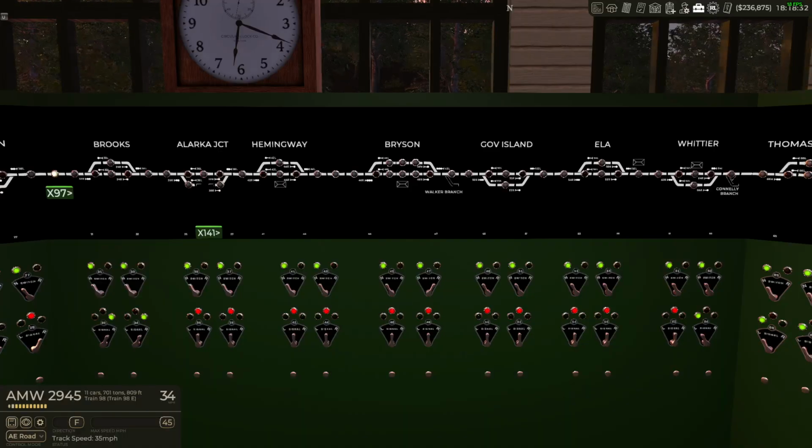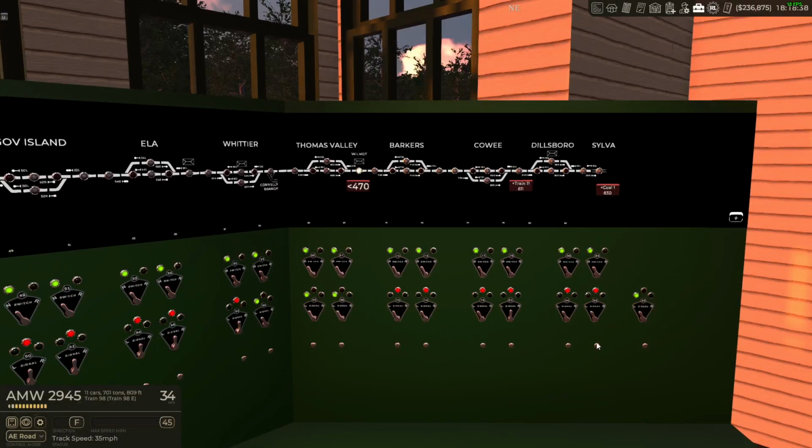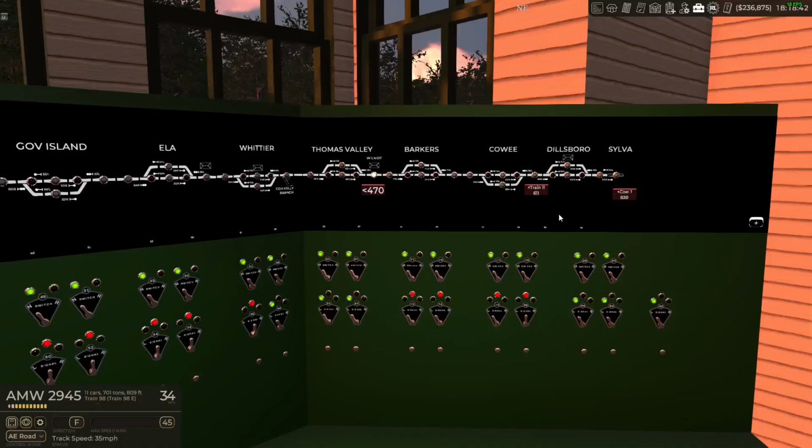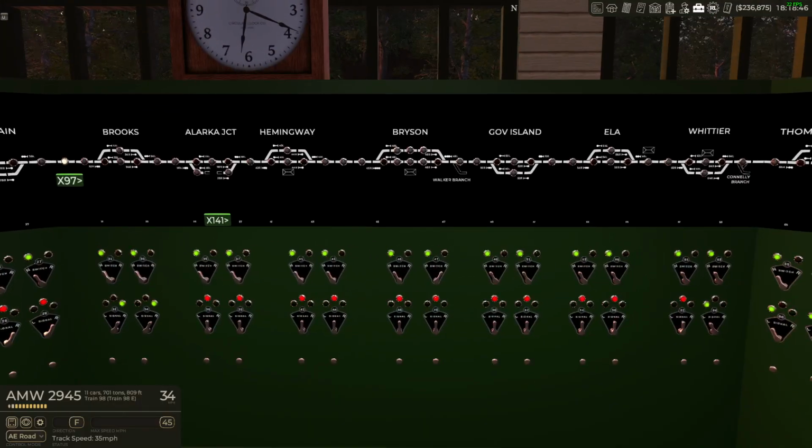So, Dispatch, this is Cole 1. I'm approaching Dillsboro. Am I good to proceed westbound to Robinson Gap? Yep, proceed on signal indication. Understood. Proceeding westbound. Will I be expecting any meets? No idea. Understood.